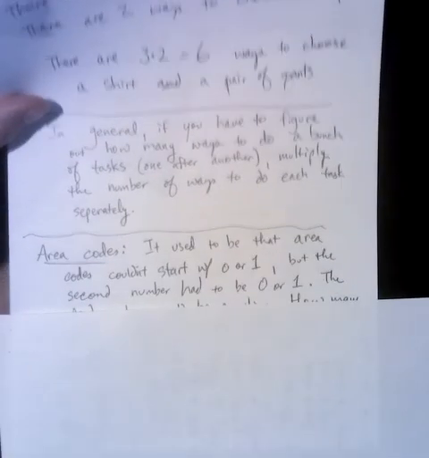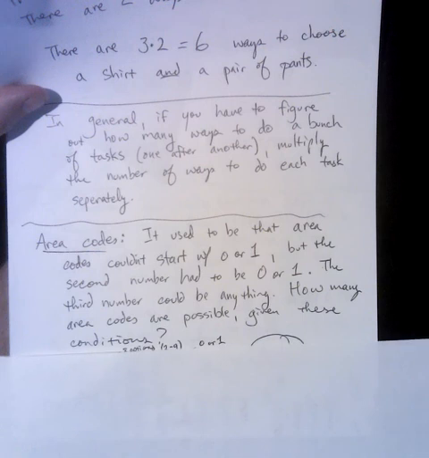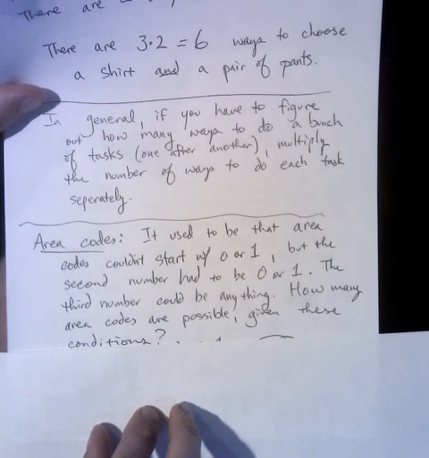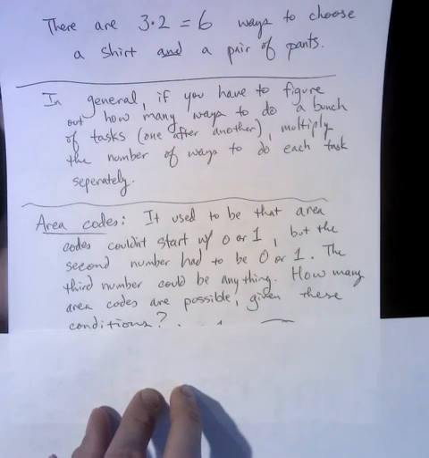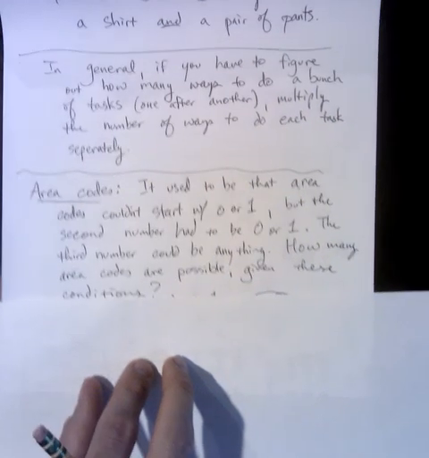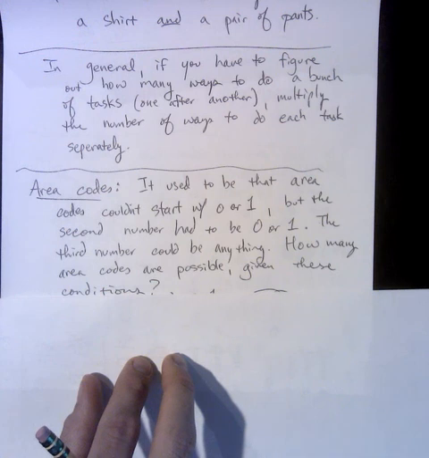So let's see, area codes. It used to be that area codes couldn't start with a 0 or a 1. The second number, though, had to be a 0 or a 1, and the third number could be anything. Our question is, how many area codes are possible given these conditions?